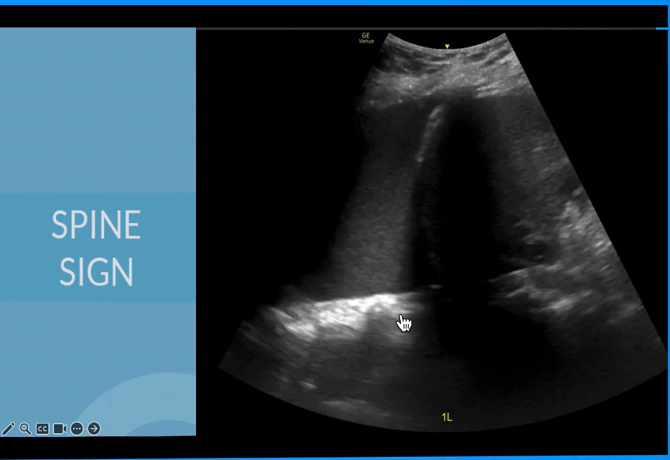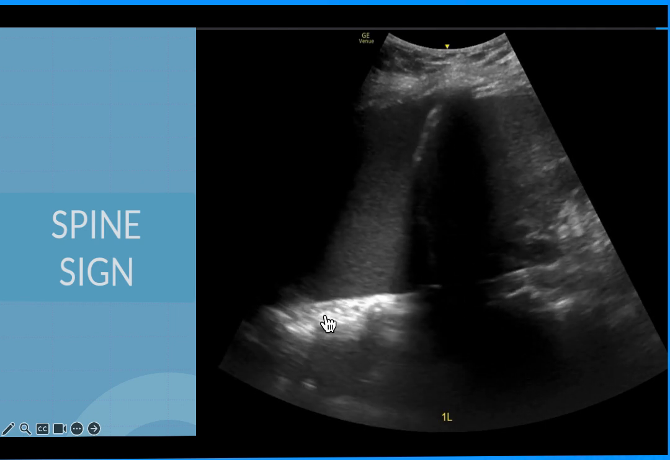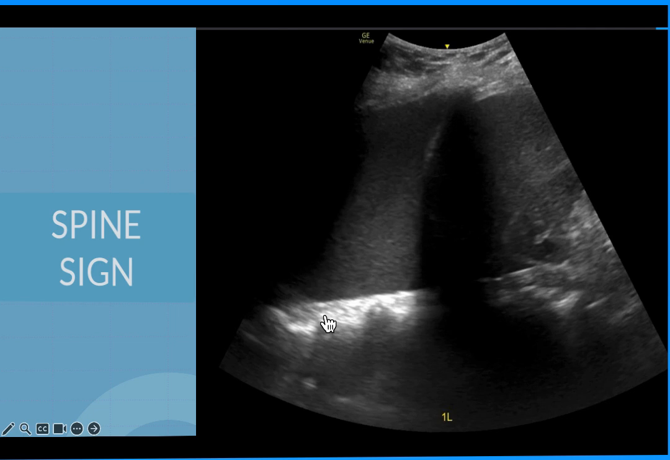Actually, this is an example of what's called the spine sign. Why it's important is that when you're typically doing an ultrasound evaluation of the lungs, above the diaphragm, we usually do not see the spine. So you see the spine below the diaphragm. This appears to be the left upper quadrant. You should see the spine, but the spine stops at the level of the diaphragm.